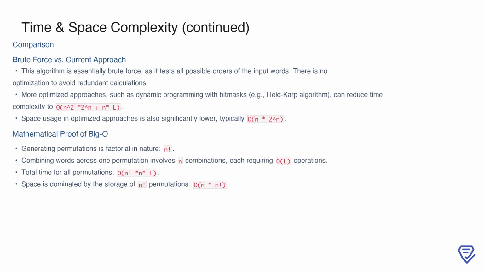Mathematically, the factorial time complexity arises because generating permutations is inherently O(n!). And combining words across one permutation involves n operations, each taking O(L), resulting in a total time complexity of O(n! × n × L). Space complexity, dominated by storing all permutations, remains approximately O(n! × n).